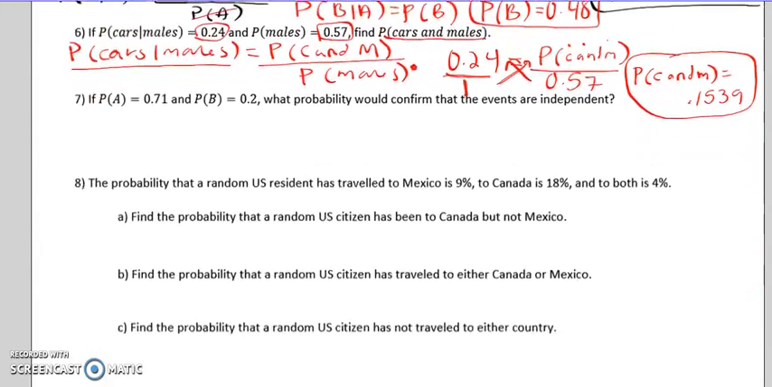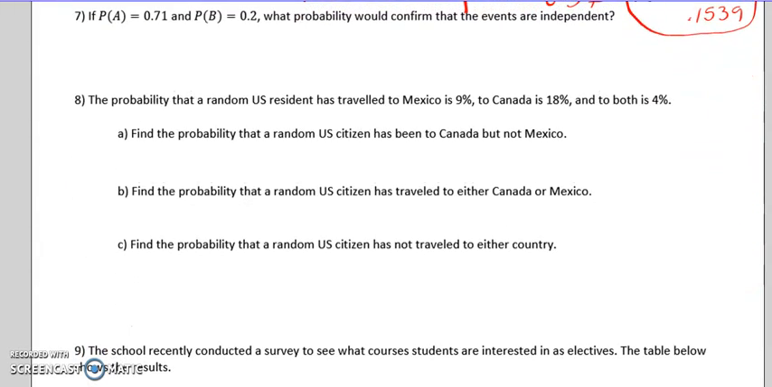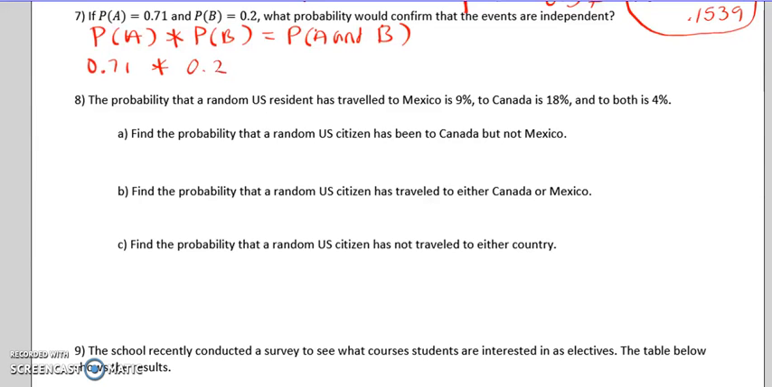Number 7, probability of A is 0.71, probability of B is 0.2. What probability would confirm that these events are independent? So this goes back to what we said before, that for independent events, that means the probability of A times the probability of B is equal to the probability of A and B. So to confirm that they are, in fact, independent, that means that the probabilities, when they multiply together, need to equal the probability of both of them happening.